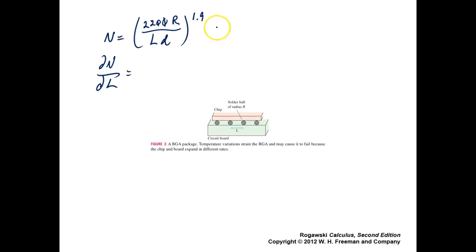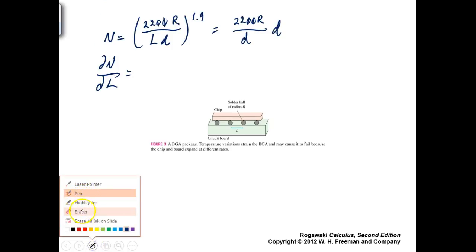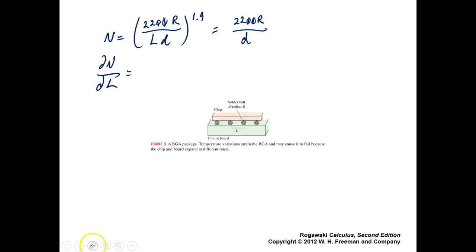Don't know if it would be helpful, but I'll do this. 2200R over D. We're going to treat that as a constant anyway, aren't we? Please say yes, okay, because you're taking it with respect to L. And then you'll have L to the 1/2, to the minus 1. And all that is being raised to the 1.9 power. I don't know if that's helpful to you. I prefer doing it that way. Okay.